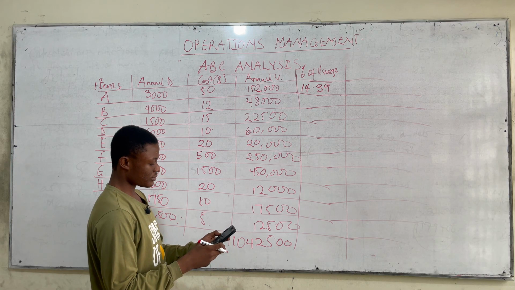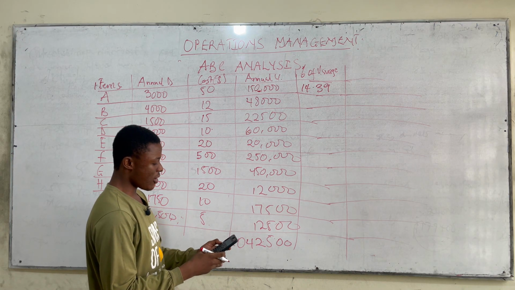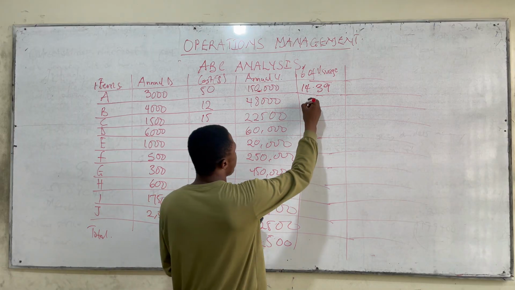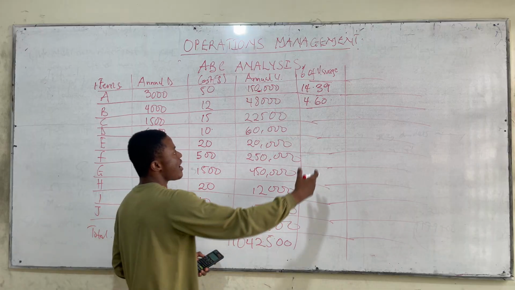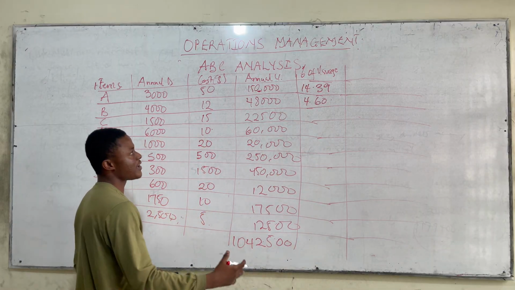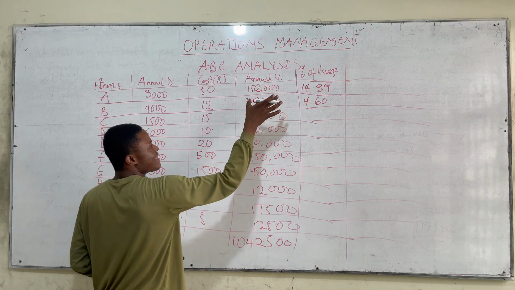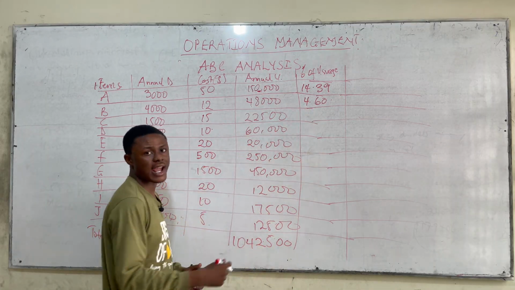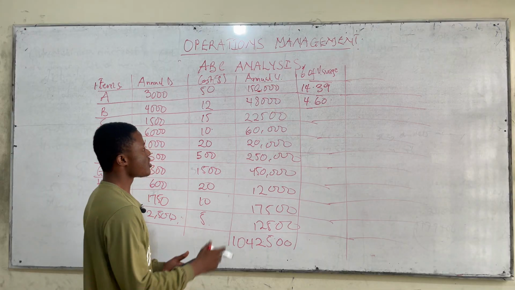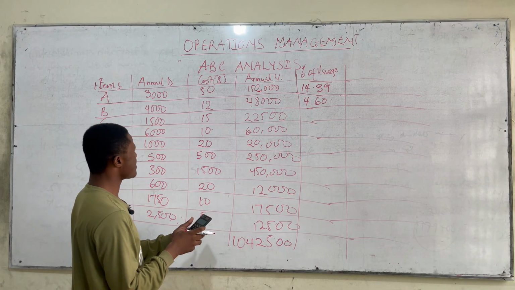So here, 48,000 divided by 1,042,500 times 100. We are getting 4.604 for item B. So this is how you find the percentage usage. You take the item's annual value, divide it by the total, then multiply it by 100. Are we good? So we move on to item C.